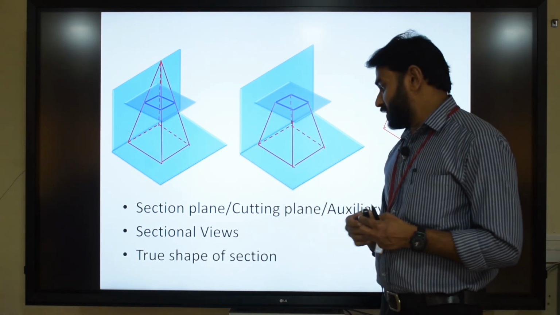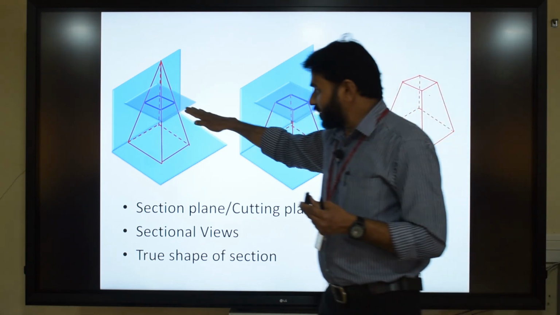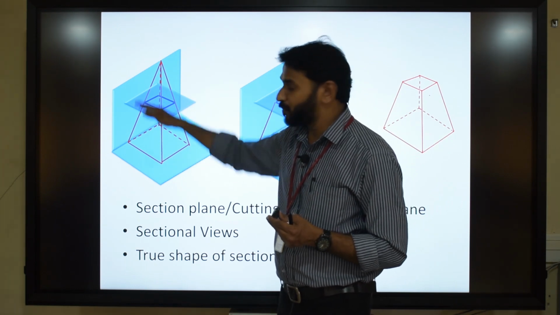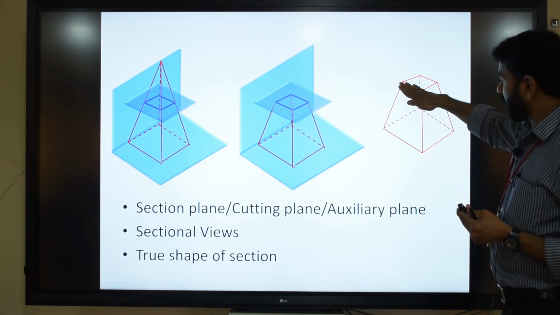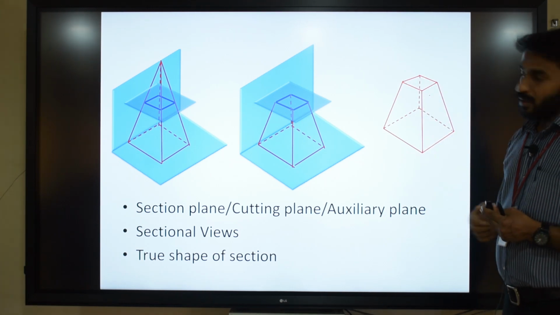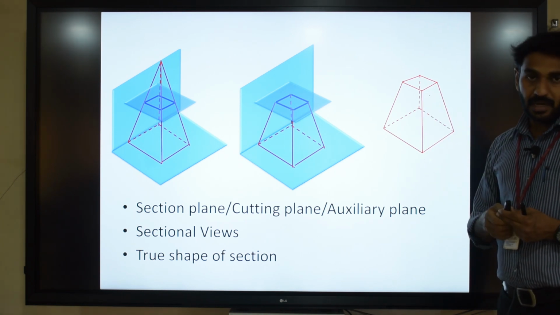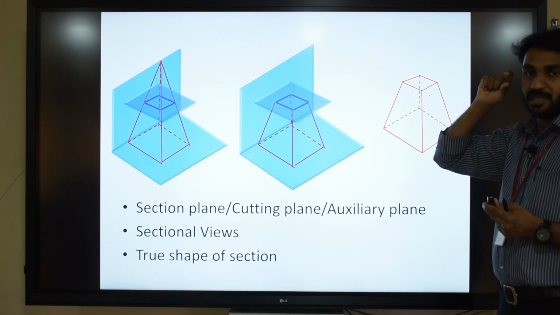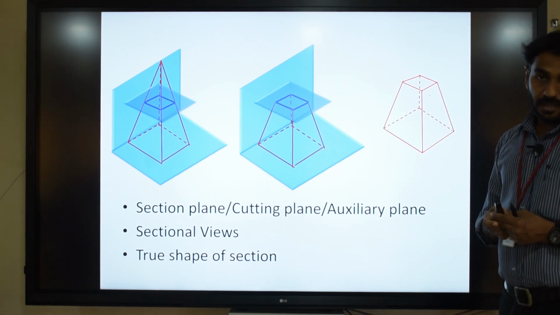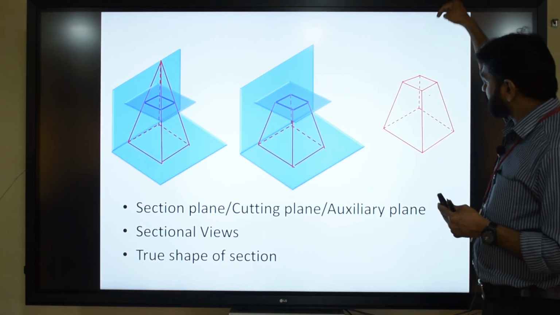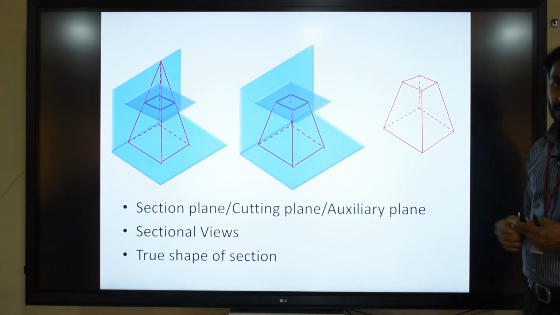And another important term is true shape of the section. So in the previous case, where the section plane is parallel to the horizontal plane and perpendicular to the vertical plane, in the top view you can see the true shape of the sectioned surface. In order to see the true shape of a surface, the direction of sight, the lines of sight or the projectors which are originating from the eye of the observer, they should be perpendicular to the surface. So in this case, if you observe the object from the top, you can see the true shape of the section because the lines of sight are perpendicular to the surface.